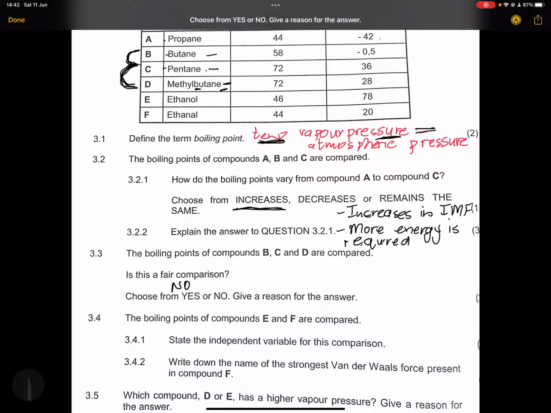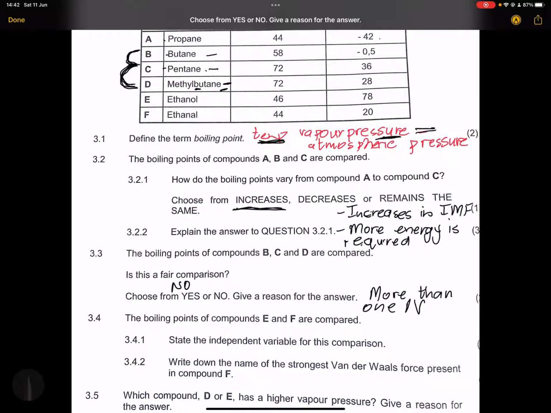And they say give a reason for the answer: because there is more than one independent variable. Please remember that in order for it to be a fair test, there has to be only one independent variable. So it would be fair to compare B and C only, or it would have been fair to compare C and D only, but not B, C, and D. Okay, I hope that makes sense.